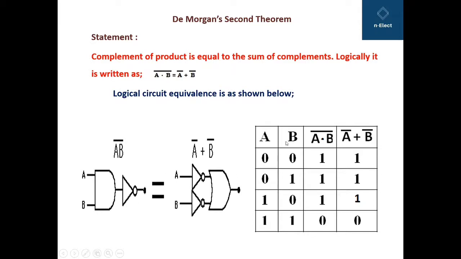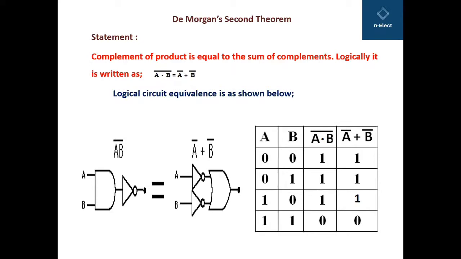Now A is 0 and B is 1. So A dot B whole bar: A dot B means 0 into 1, that is 0, and 0's bar will be 1. So we are getting 1 here. And here 0's bar will be 1 and 1's bar will be 0. So 1 plus 0 gives me 1. Similarly, you can go for all the conditions and you will find that the left hand side matches the right hand side.